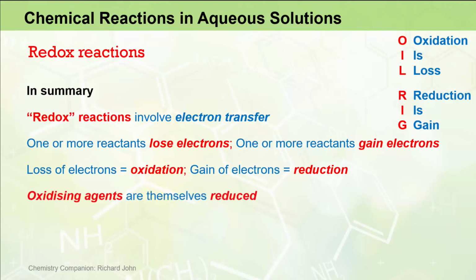Oxidizing agents are reactants that cause other reactants to be oxidized, and they are themselves reduced in the process. And reducing agents are reactants that cause another reactant to be reduced, and they are themselves oxidized in the process.